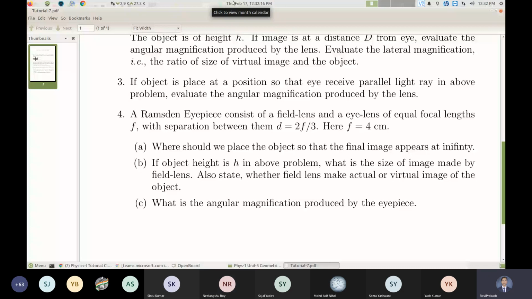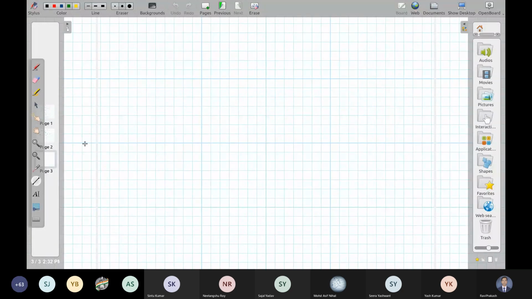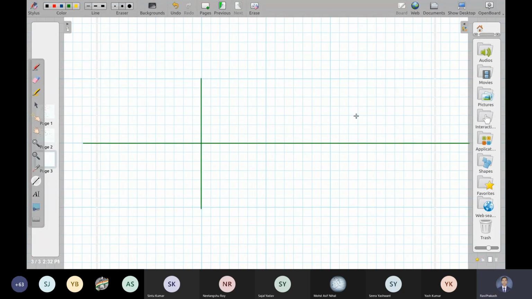So where should we place the object so that the final image appears at infinity? There are two lenses. Everything is the same as we have discussed in class. The only new thing is that we know the focal length in numbers. Okay. So where should the object be placed so that the image forms at infinity? So the focal length is here. I'm just going to draw one line to keep the image clean. This is the eye lens.